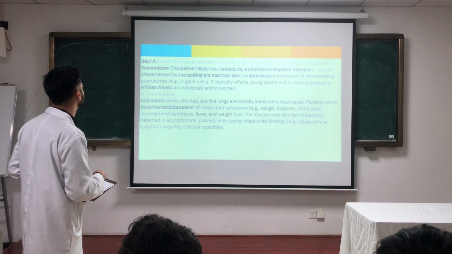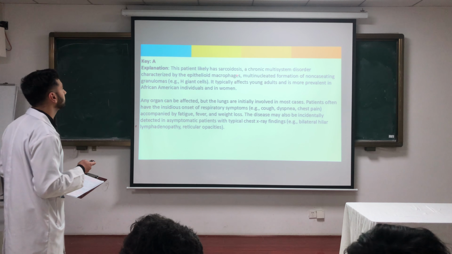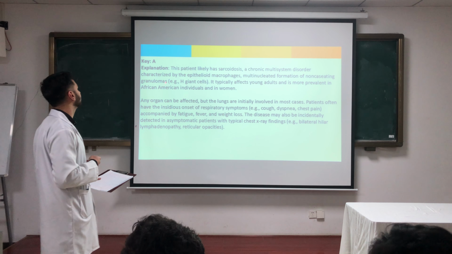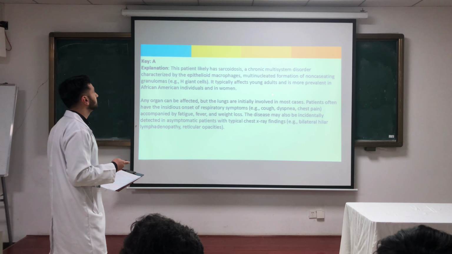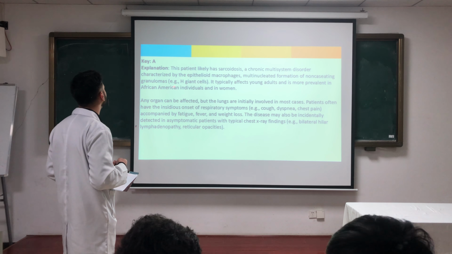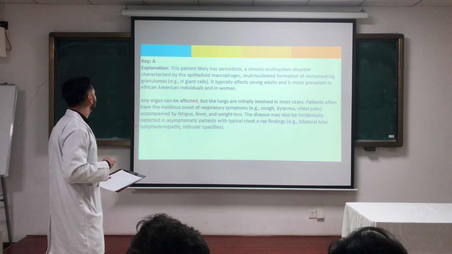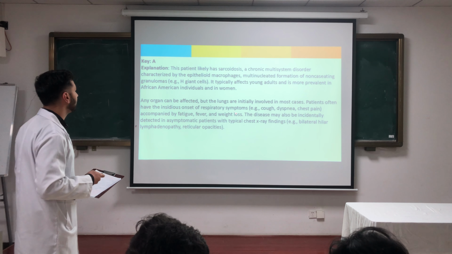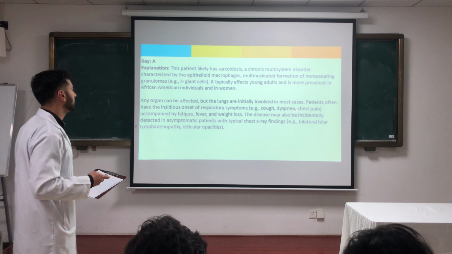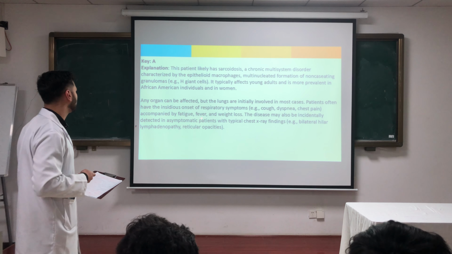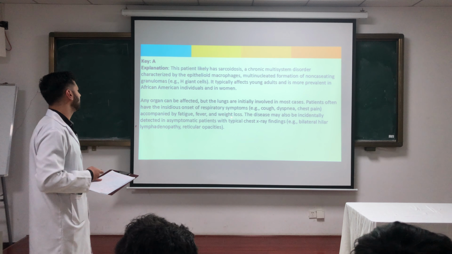So here the patient likely has sarcoidosis, a chronic multisystem disorder characterized by the formation of non-caseating granuloma of epithelioid macrophages and multinucleated cells. It typically affects young adults and is more prevalent in African American individuals and in women. Any organ can be affected, but the lungs are initially involved in most cases. Patients often have the insidious onset of respiratory symptoms like cough, dyspnea, chest pain accompanied by fatigue, fever and weight loss. The disease may also be incidentally detected in asymptomatic patients with typical chest X-ray findings.